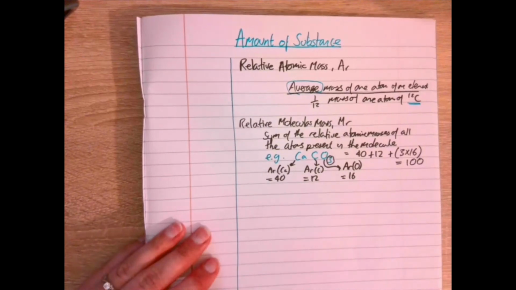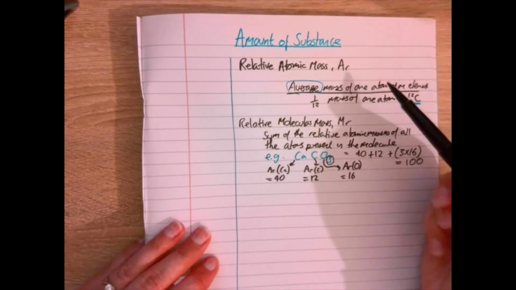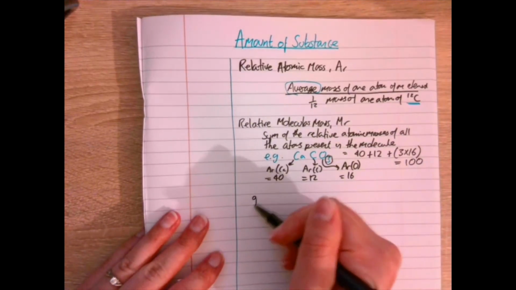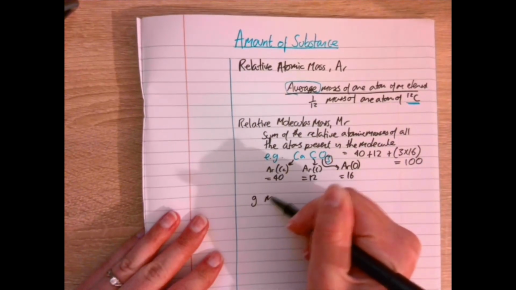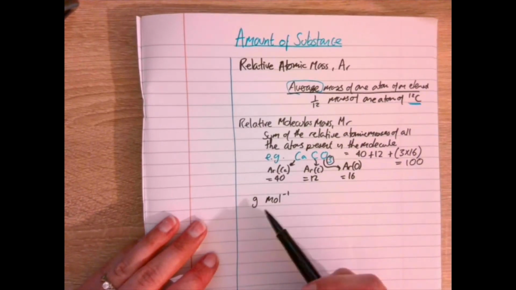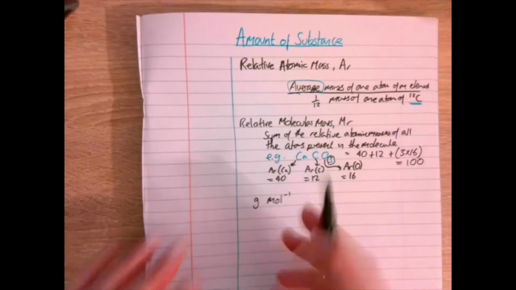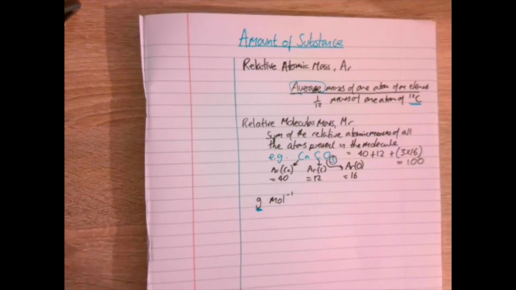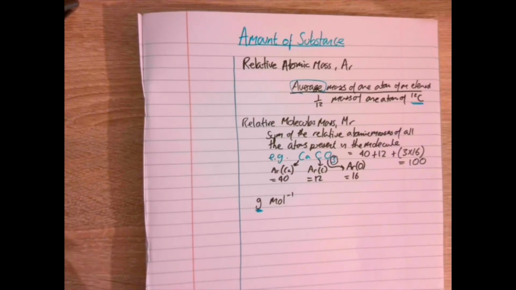I'd also like to remind us what the units of these two masses are, and that's grams per mole. So be careful in a moment when we deal with moles that it's grams and not kilograms as our unit of mass here. So we might need to convert between kilograms and grams when we're doing some questions.